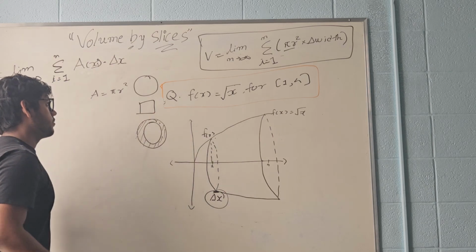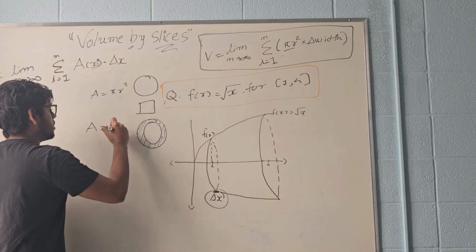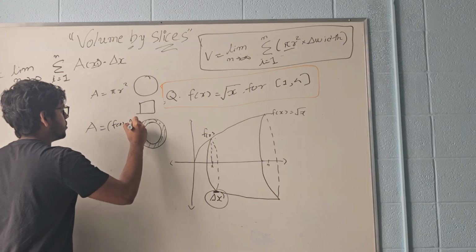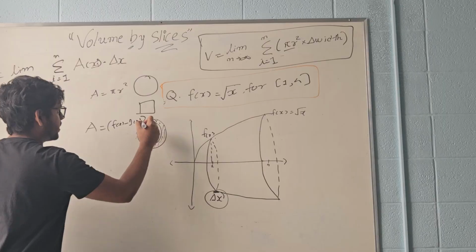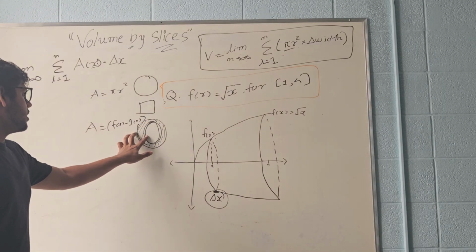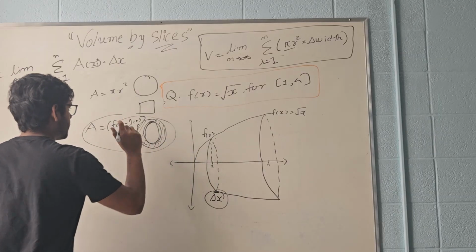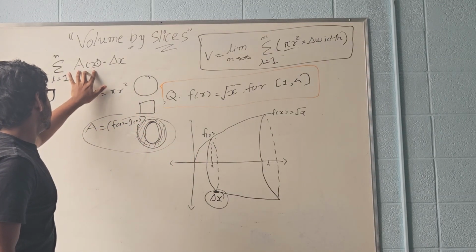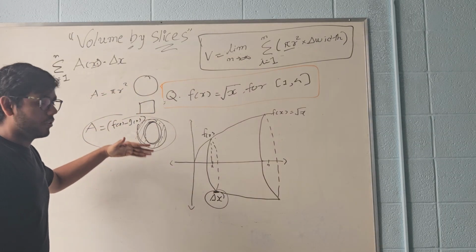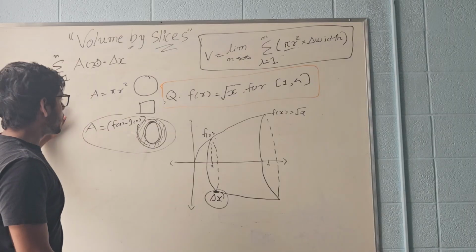In this type of question, A is equal to f of x minus g of x, like the outer minus inner function's area. So we would get the area between these two, right? So the cross sections in these types are different. The shapes of all the cross sections are going to be different, and the areas of all the cross sections are going to be different. So we would take A of x as A of xi star.